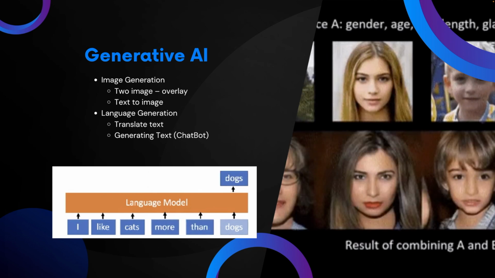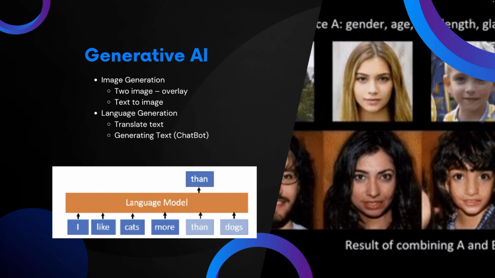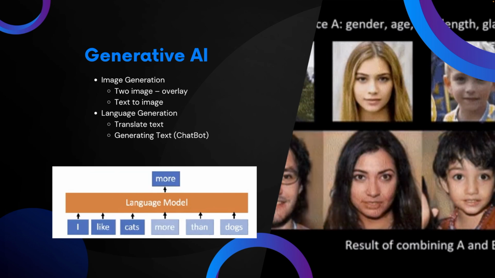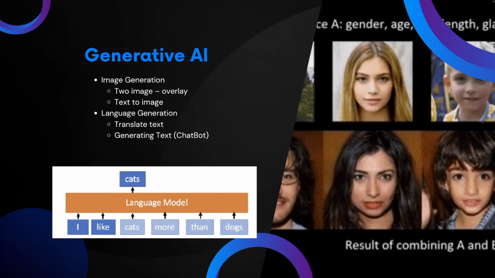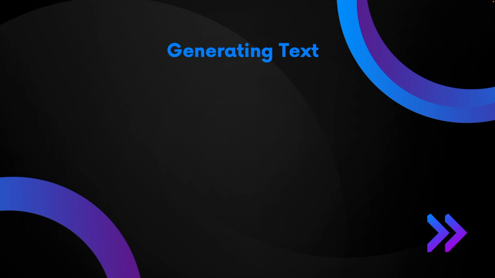Two of the common types of language generation tasks are translating a text and generating a text. For example, when you are using a chatbot, you are generating a text. Now let us look at the generating text task in detail, because this is the problem that many large language models, including ChatGPT, aim to solve. The objective of generating text is to predict the next word given the existing words in a sentence.